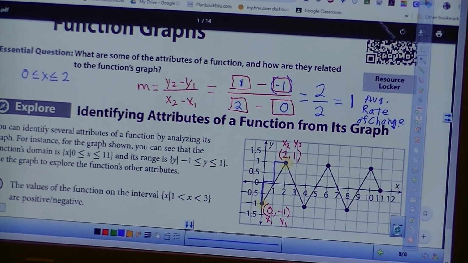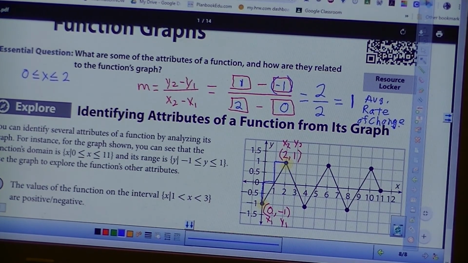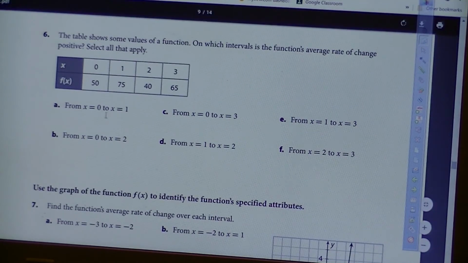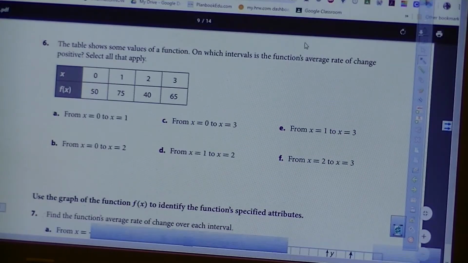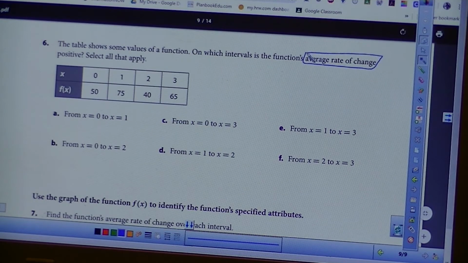Alright, so let's go look at a couple of examples here from the homework and make sure you stay on track. This first one says the table shows the values of the function, on which intervals is the function's average rate of change. Average rate of change, that's code for slope. What do you need for slope? 2 points. So if they tell you from x equals 0 to x equals 1, that's not much information, but if I go up here, what do I notice? That we got 0 and 50 go together.